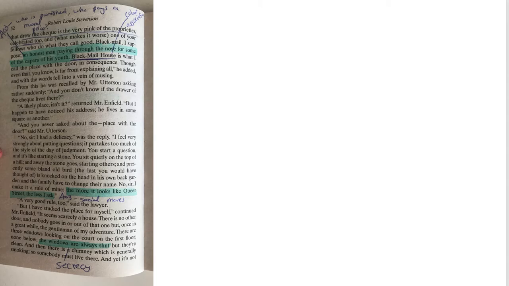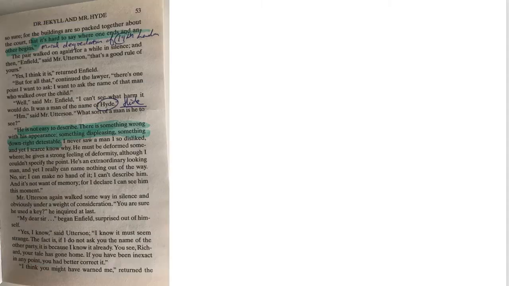And much further down on the page, "the windows are always shut." So again, this sense of secrecy, the interior is unknowable, and there's nothing that we can do to penetrate that secrecy because, like the windows, it is shut. If we look at the next page, page 53, we've got "it's hard to say where one ends and another begins," and that is a great allusion, another AO3, to the moral degradation of London.